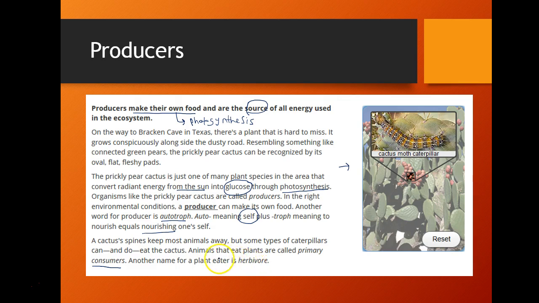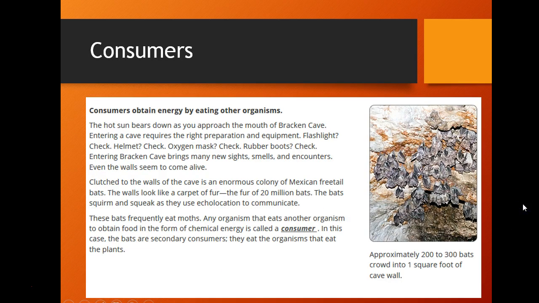So if we have animals that eat plants or producers, we call them primary consumers. Another name for a plant eater would be an herbivore. Okay, so we talked about producers and we introduced the concept of consumers. Basically, the definition for consumers is any organism that obtains energy by eating other organisms.